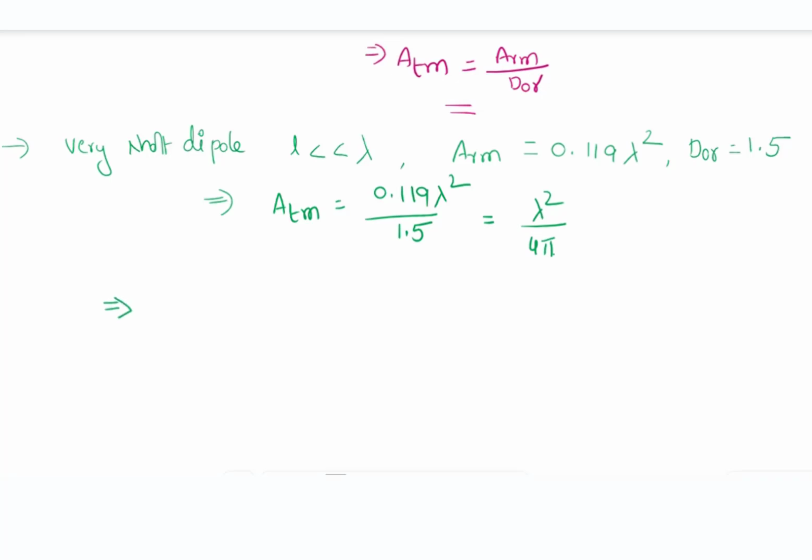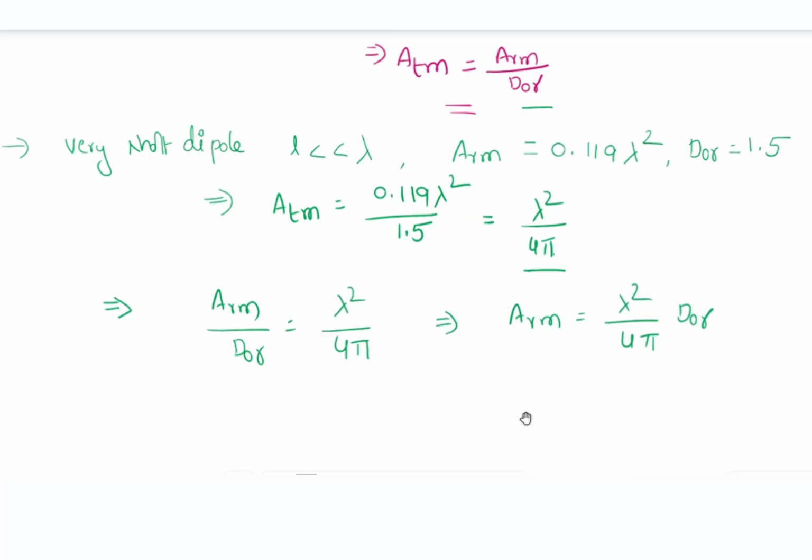So this is the general case. A very short dipole is the general case. You can consider it as a point, as it has very little length. So a point source means here the isotropic radiator. So now you can equate this and this. You'll get ARM by DOR is equal to lambda square by 4 pi. It implies ARM is equal to lambda square by 4 pi into DOR.